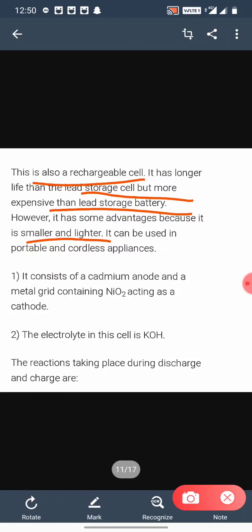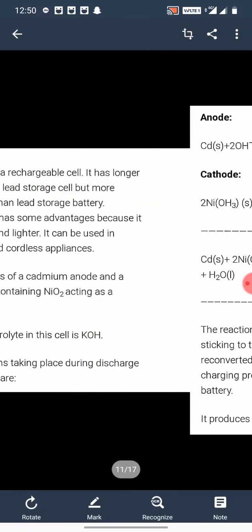It consists of a cadmium anode. The anode is made up of cadmium, and a metal grid containing NiO2 acts as the cathode. The electrolyte here in the cell is KOH. The reactions that take place during discharge and charge are present on the next slide.